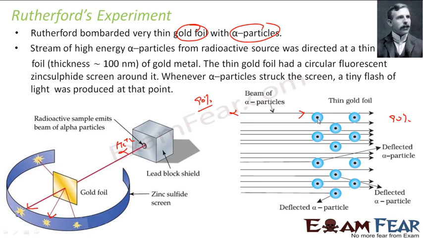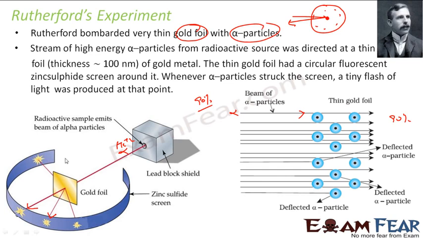in an atom, the nucleus is very small, which has the mass, and is very dense because some of the particles got bounced back, right? It's very dense, but most of the atom is empty space. That's what he concluded from this experiment, right?